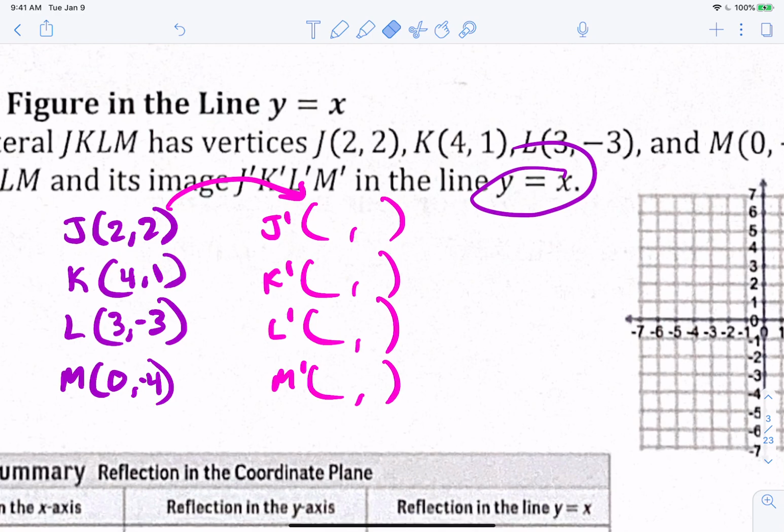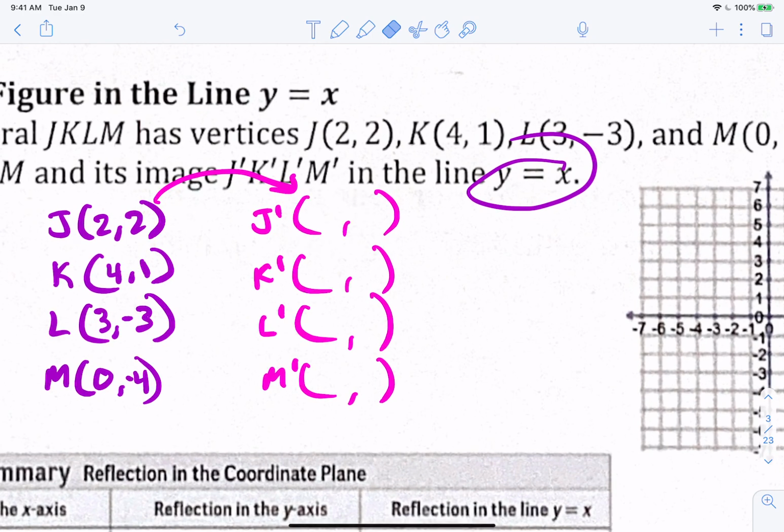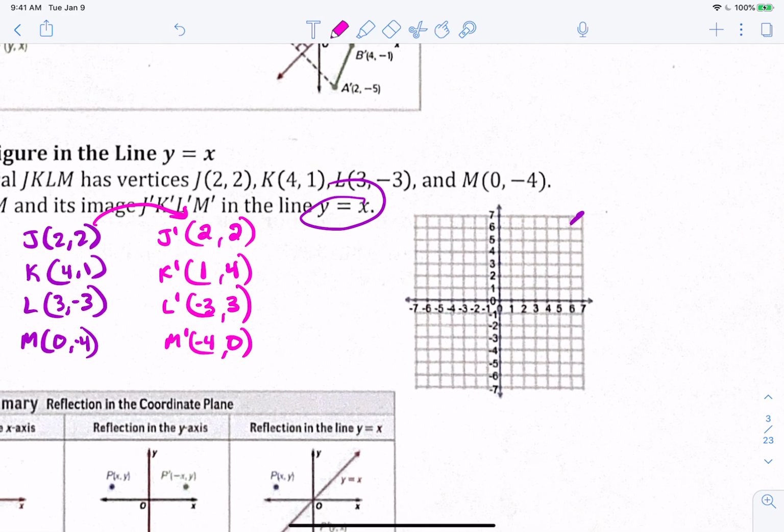We're reflecting across the line Y equals X. So what does that mean we do? Just flip them. How do you flip 2, 2? 2, 2. Okay? If you flip the second one, what does it become? 1 comma 4. And then negative 3, 3. And then negative 4, 0. Okay? So let's plot each one of these.